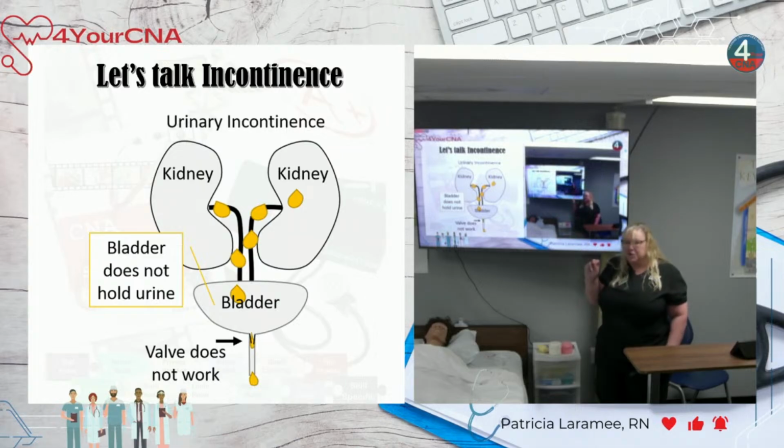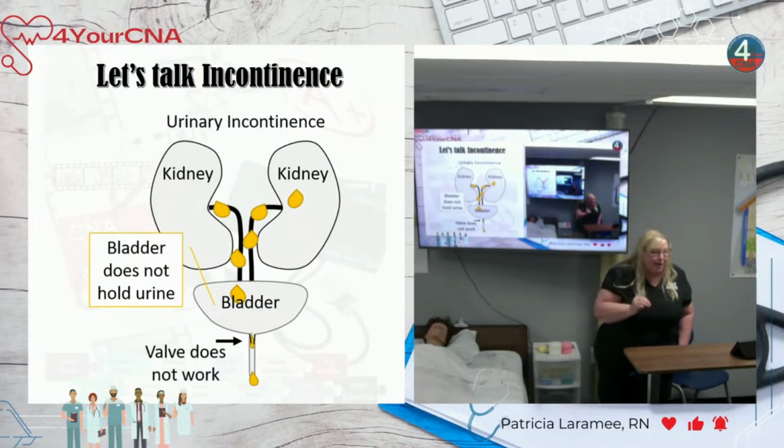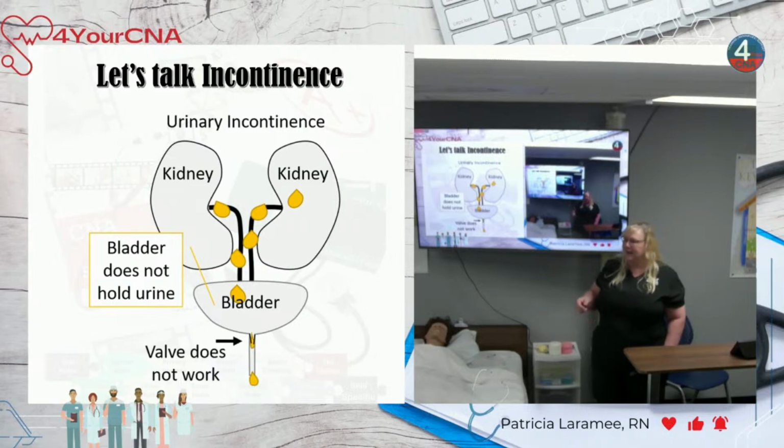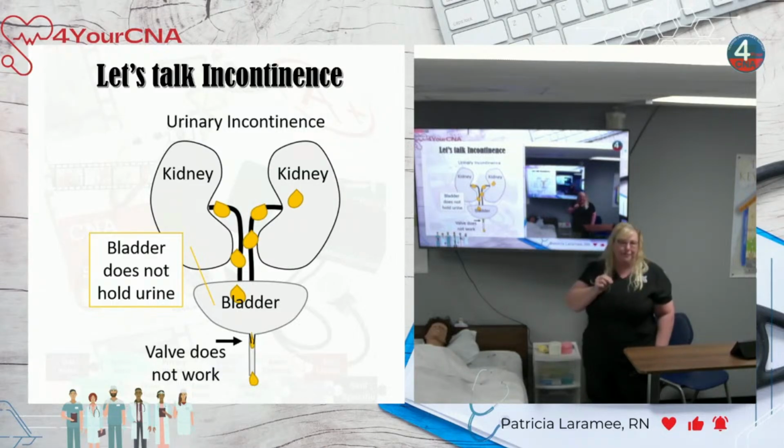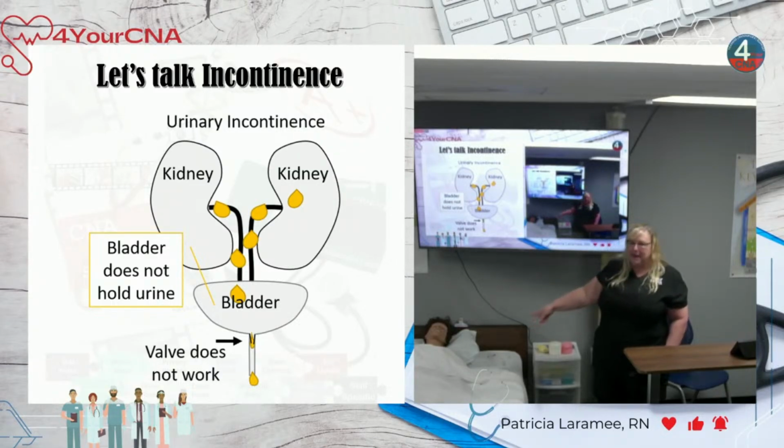Now, this is such a big problem because it's easier for staff members. It's easier to put a patient in bed and say, just go when you need to, I'll get you cleaned up. It's easier for staff. Do you think that patient wants to pee themselves? No. That's a dignity issue.